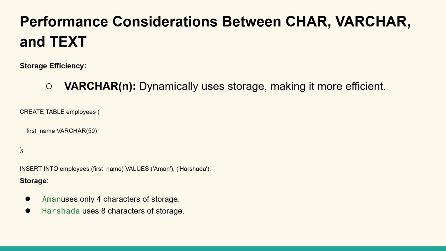If we talk about VARCHAR, then VARCHAR is a variable length string with a defined maximum length. It dynamically allocates space based on the actual length of the string. Here we try to save Aman and Harshada as strings, and you can see that Aman will use only 4 characters of storage and Harshada will use only 8 characters, that is the length of their strings. So it is more efficient for variable length data since no padding occurs, and it will save storage space for shorter values compared to CHAR.